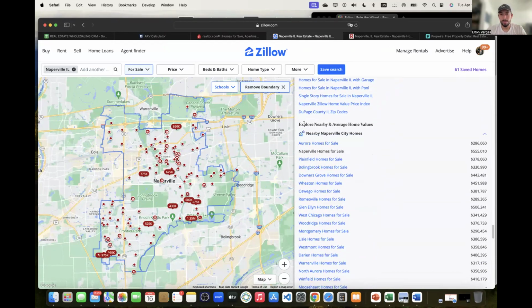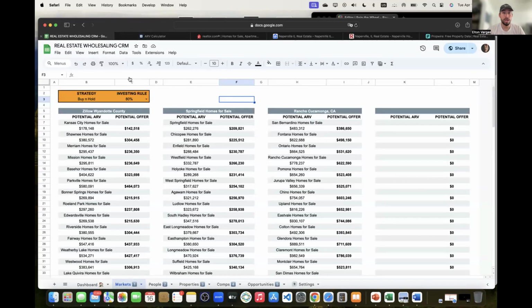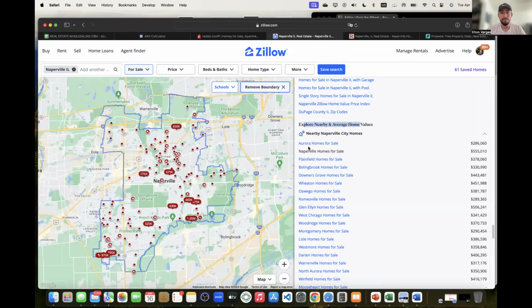Right over here, you head over to explore nearby and average home values. This is the research that Zillow does, and it gets updated either every month or every quarter, aka every three months, so I recommend you update that. Then you're going to see how prices are fluctuating. Are prices going up? Are prices going down? Especially when you're tracking that information in your CRM or whatever platform you're using to keep track of all that. This is basically telling you how much a property is going for at the moment in those areas.